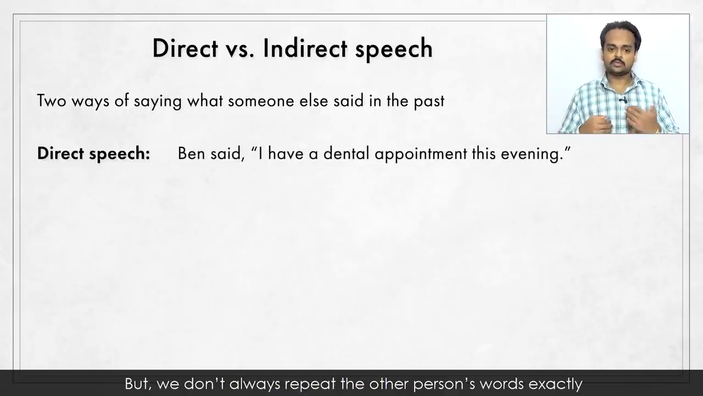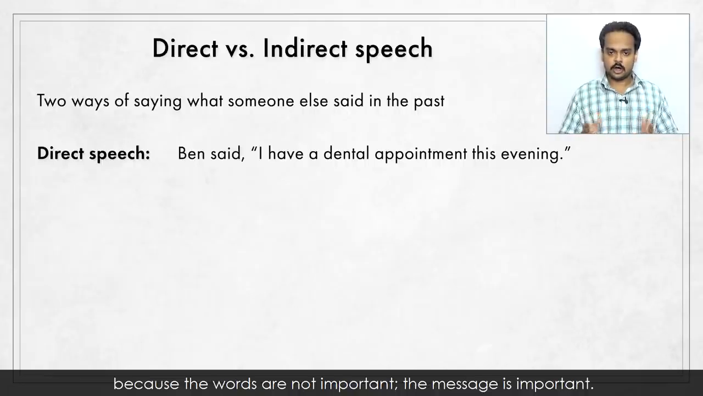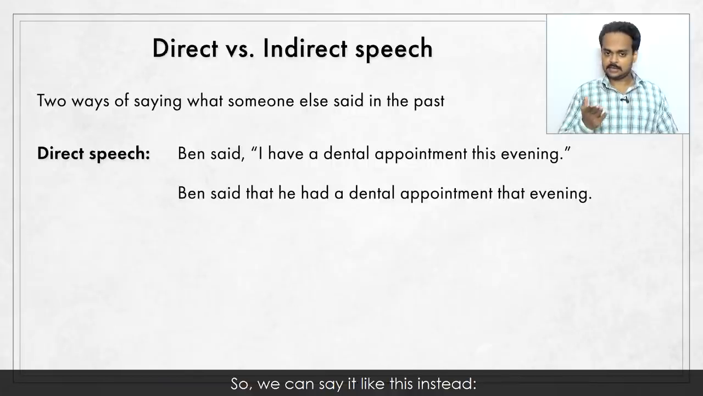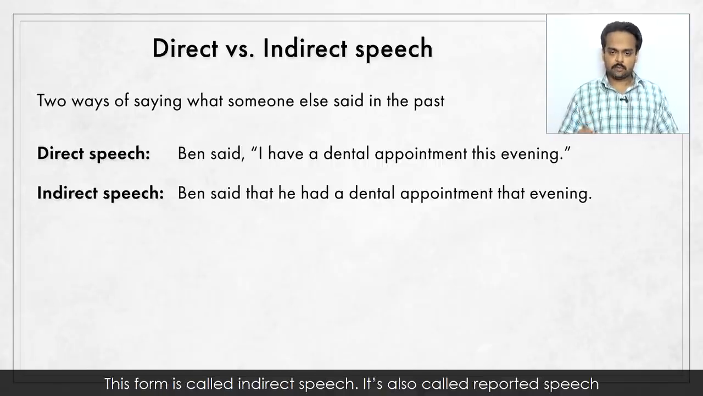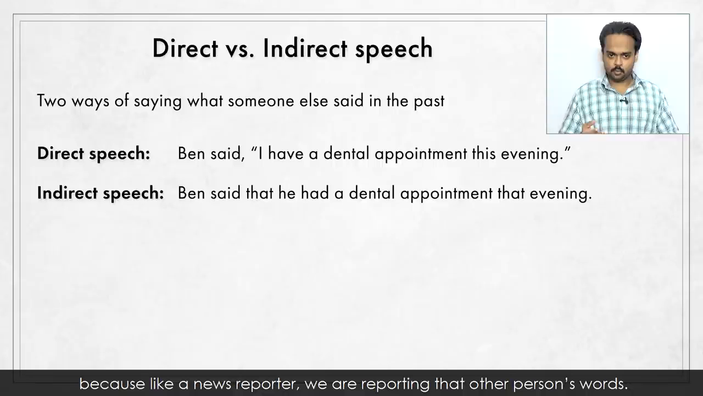But we don't always repeat the other person's words exactly because the words are not important. The message is important. So we can say it like this instead. Ben said that he had a dental appointment that evening. This form is called indirect speech. It's also called reported speech because, like a news reporter, we are reporting that other person's words.